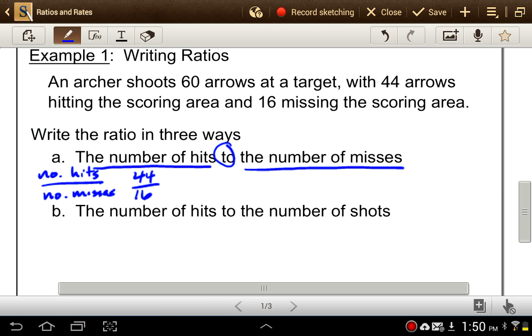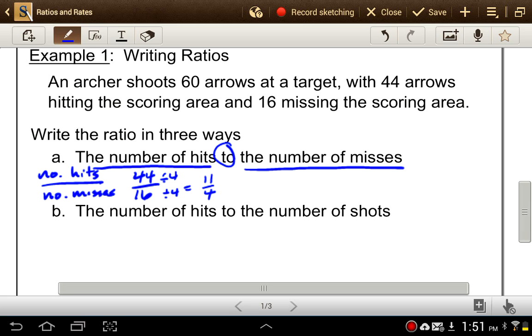Now when I write ratios and I write them in their different ways, I'm just going to reduce them to simplest form, but I'm going to leave them in my form, fraction or the other forms, simplified. So they can both be divided by 4 here, so I can simplify them to 11 to 4. Okay? I'm not going to turn that into a mixed number. I'm not going to turn that into a decimal. I'm going to leave it like that.